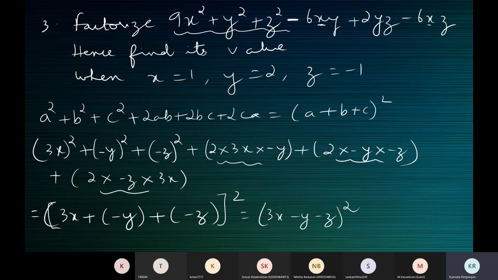So first present the given expression in the form a square plus b square plus c square plus 2ab plus 2bc plus 2ca, and find the values of a, b and c. A is 3x, b is minus y, c is minus z. Then a plus b plus c the whole square, so 3x minus y minus z the whole square.